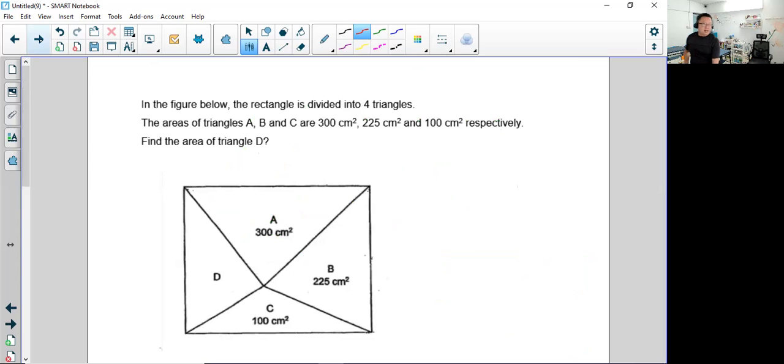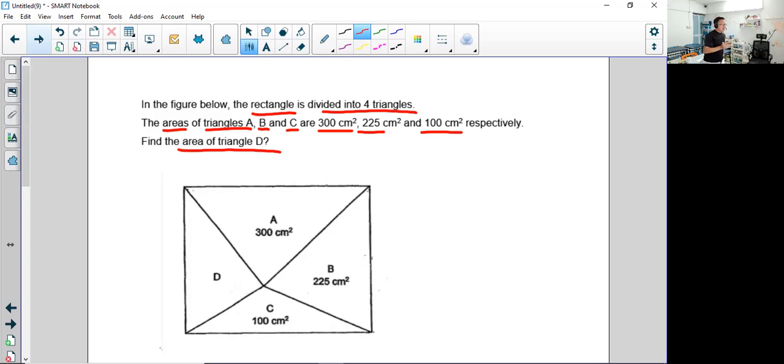The next type of method is also a very important skill, a very important method that you need to know in order to do hard questions like this. For example, like this. Now, in the figure below, the rectangle is divided into 4 triangles. The areas of triangles A, B, C are 300, 225, and 100 cm square. What is the area of triangle D?